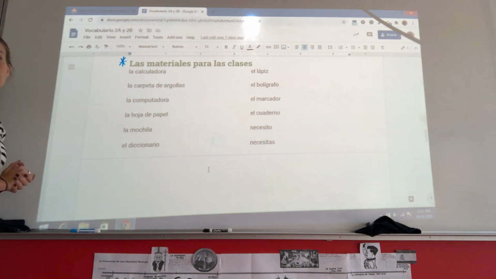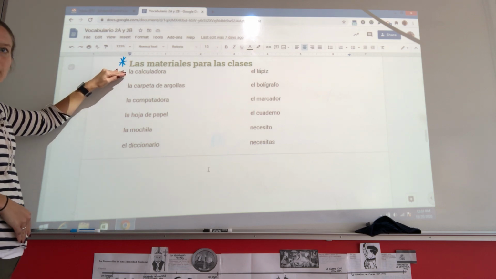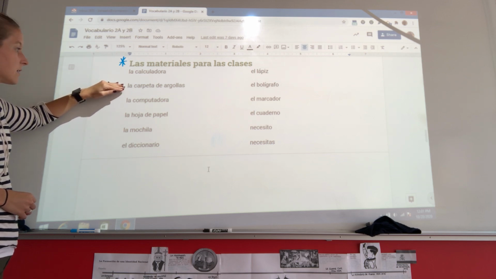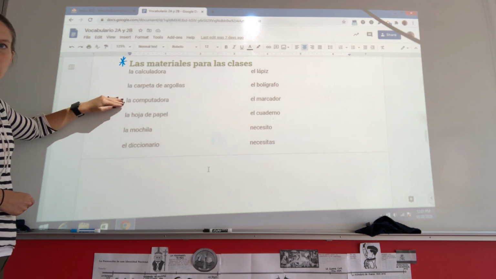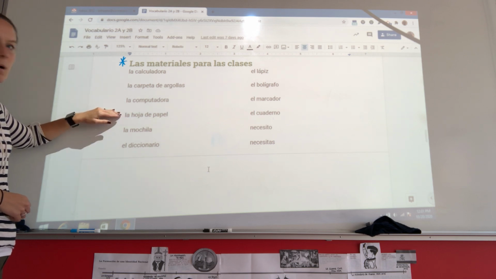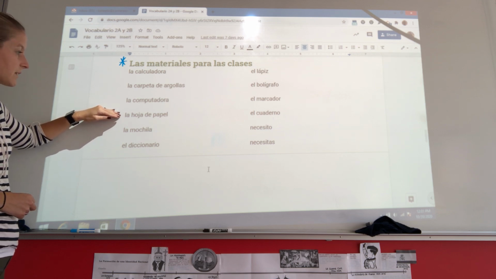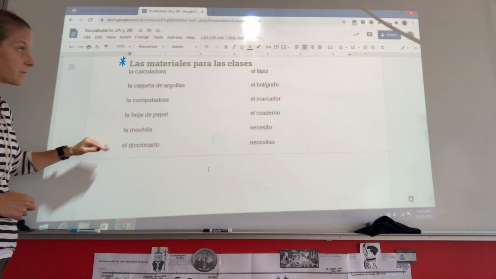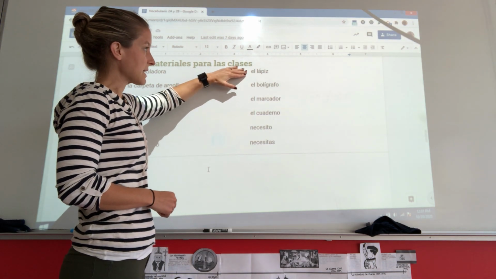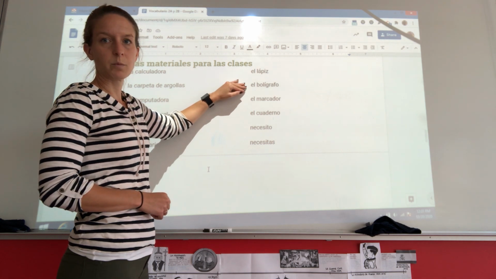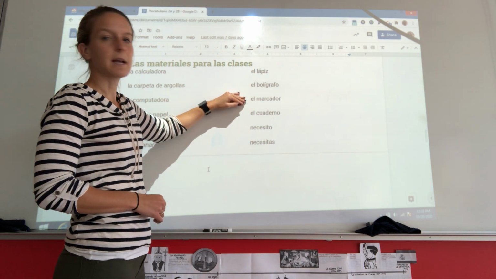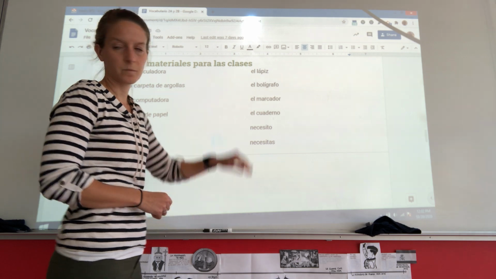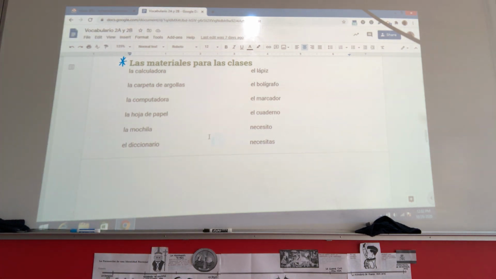Vamos a repetir esas palabras. Calculadora. Muy bien. La carpeta de argollas. La computadora. La hoja de papel. La mochila. El diccionario. El lápiz. El bolígrafo. El marcador. El cuaderno. And we talked about necesito y necesitas.